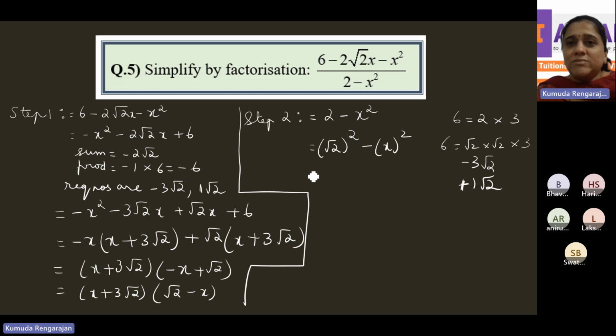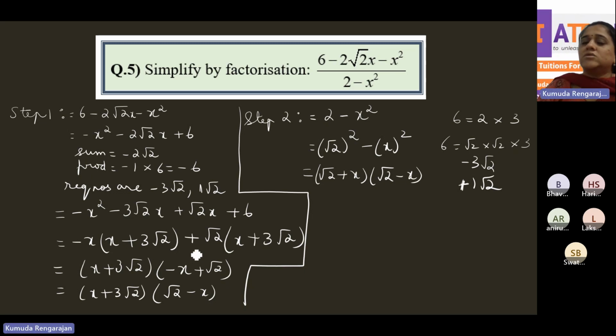So how do you factorize a square minus b square? A plus b into a minus b. So it's root 2 plus x into root 2 minus x. So what have we done? We have factorized the numerator separately and denominator separately. Now step 3 will divide these two answers.